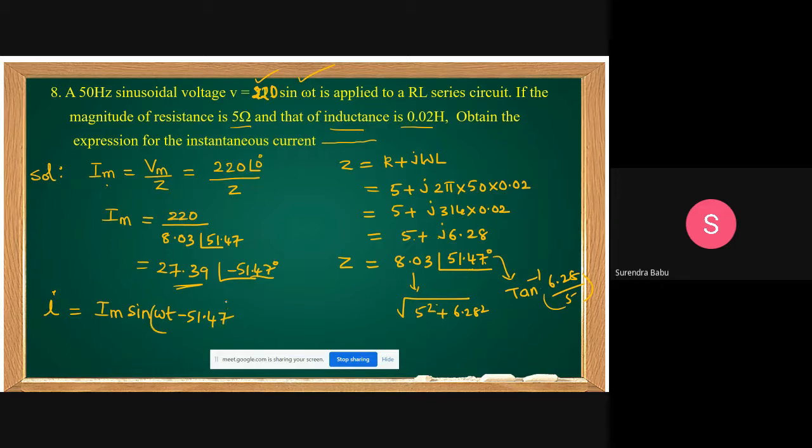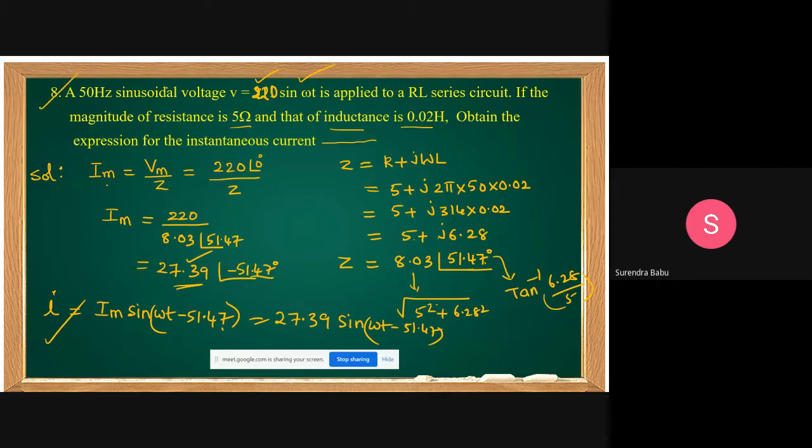That means the current is lagging the voltage by an angle of 51.47 because it is an RL circuit. And what is Im? 27.39. So the expression is 27.39 sine of omega t minus 51.47 degrees. Okay, this is the expression for instantaneous current. We just find the angle and the amplitude of the current. Always express it as the maximum value. If you get the RMS value, multiply with root 2 to get the maximum value. Clear, friends? That is a point to remember.